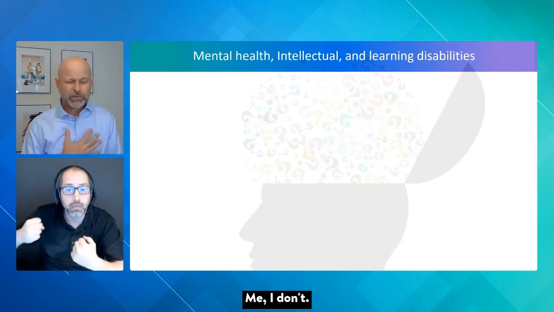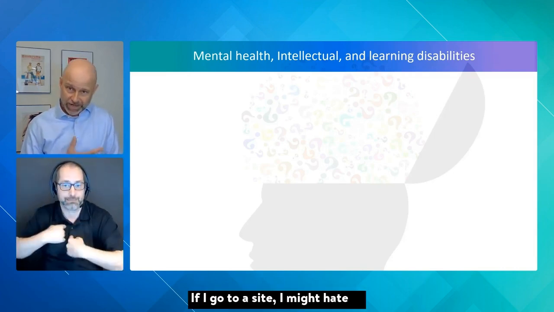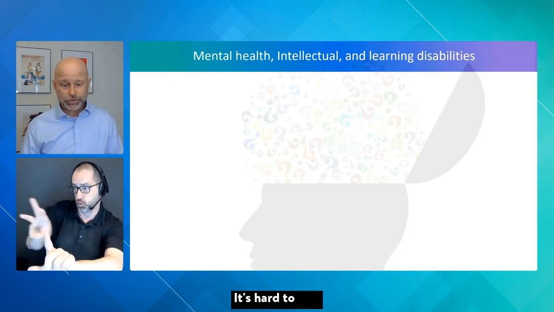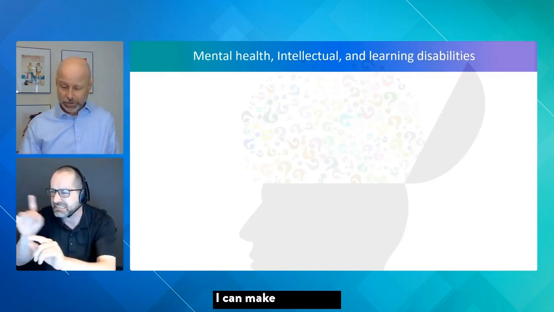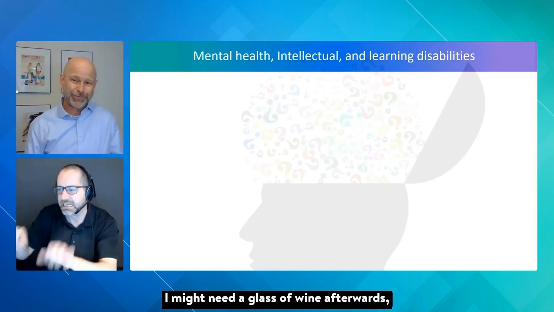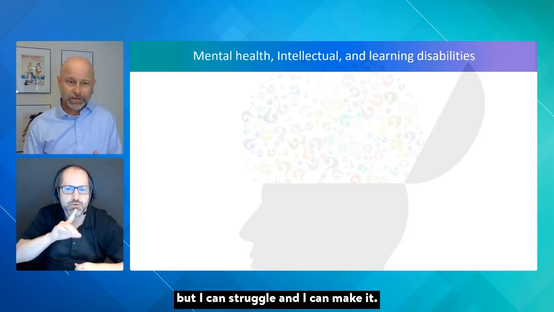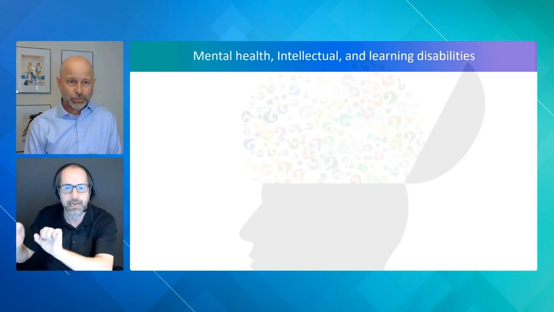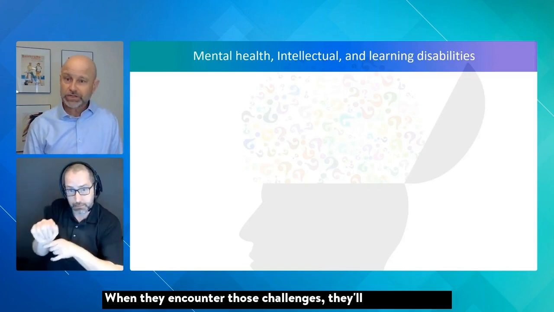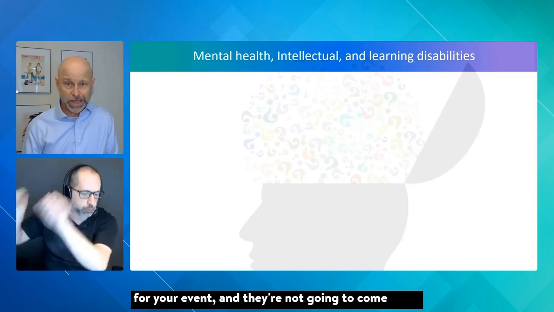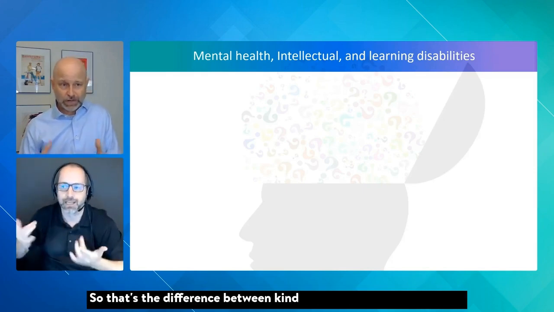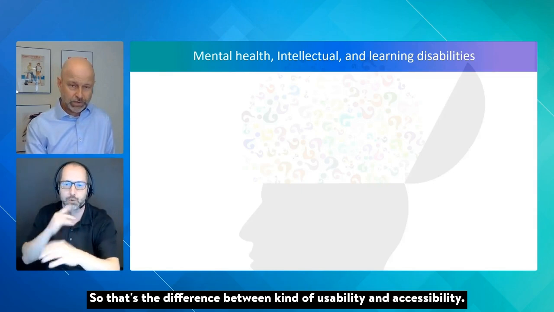Me, I don't. If I go to a site, I might hate it. It's hard to use. I struggle through it, but I can get through it. I can make it through. I'm going to be angry. I might need a glass of wine afterwards, but I can struggle and I can make it. Somebody with a disability, when they encounter those challenges, they'll leave your site. They're not going to use it. They're not going to register for your event, and they're not going to come back. So that's the difference between usability and accessibility.